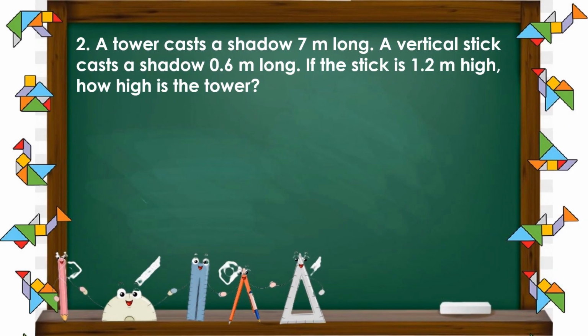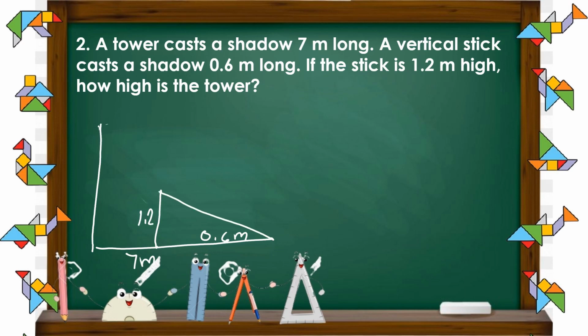For number 2, we have a tower casting a shadow of 7 meters. So we have here a tower. I'm sorry for that line, let me make it something straight. So we have here a tower casting a shadow which is 7 meters. And then a vertical stick. So let's have here a stick casting a shadow of 0.6 meters. If the stick is 1.2 meters, okay, we're just going to connect it. How high is the tower? So this is the unknown.